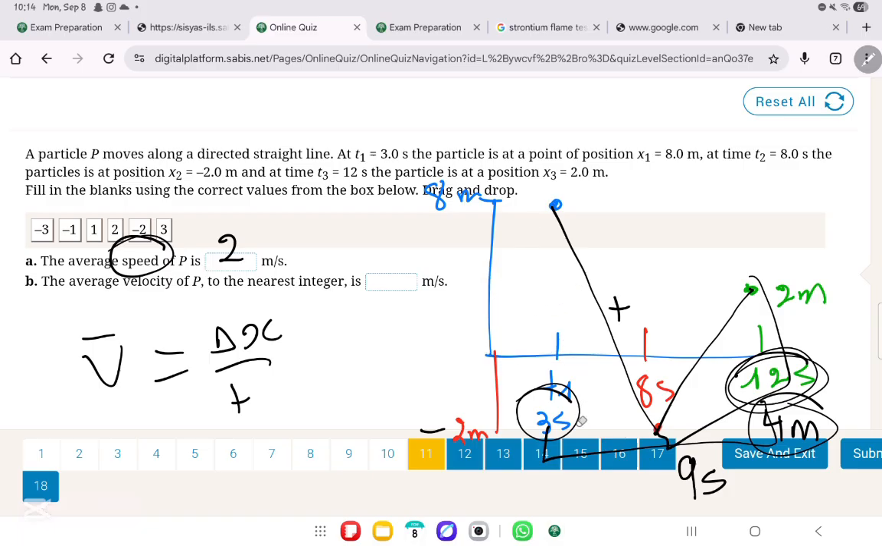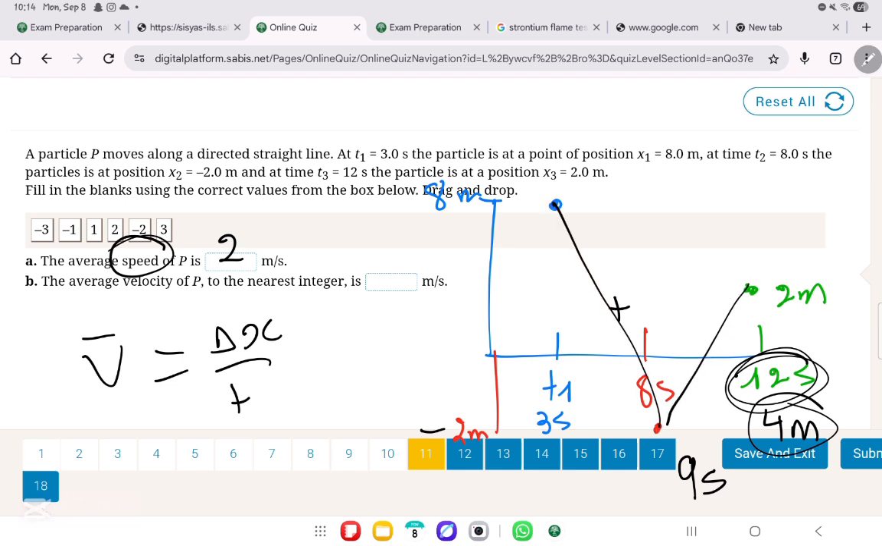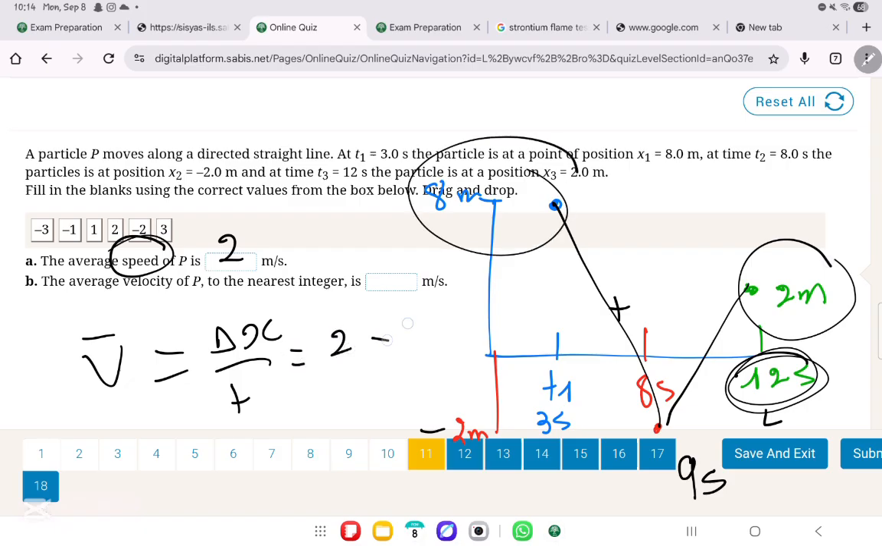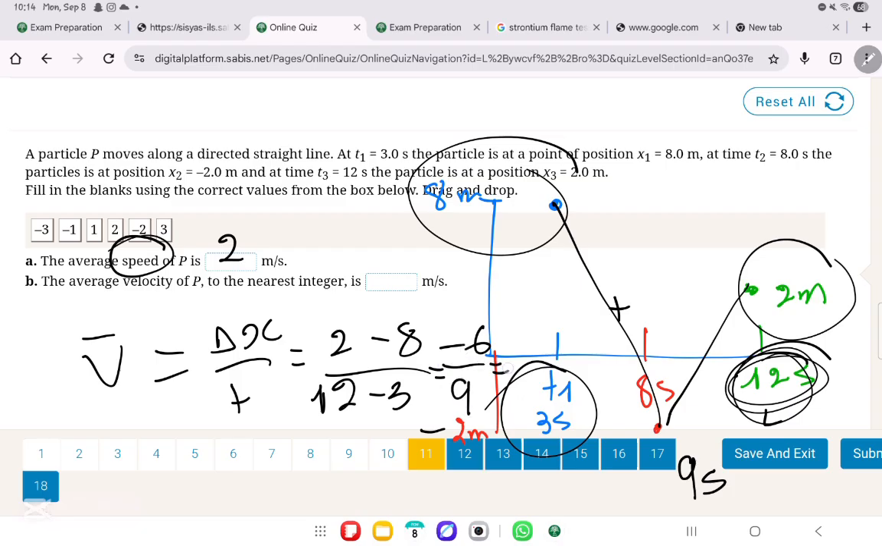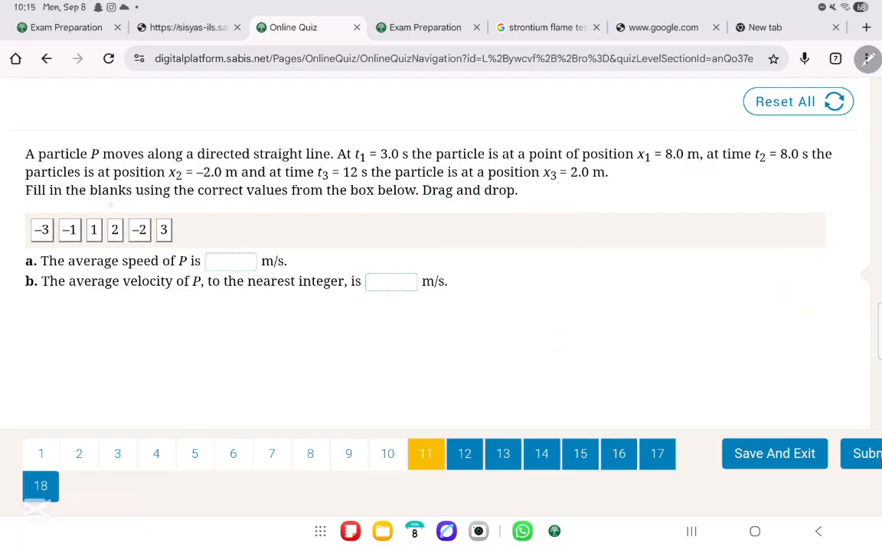Let me just clear this a bit. Here we go. So x final in this case is 2 meters minus x initial, which in this case is 8 meters. So 2 minus 8 over 12 minus 3. And then what will you get? 2 minus 8 is minus 6 over 12 minus 3, which is 9. We will get approximately minus 0.67, which if you round it is almost minus 1. So over here, the answer is minus 1. So this is 2 meters per second, and this is minus 1 meters per second.